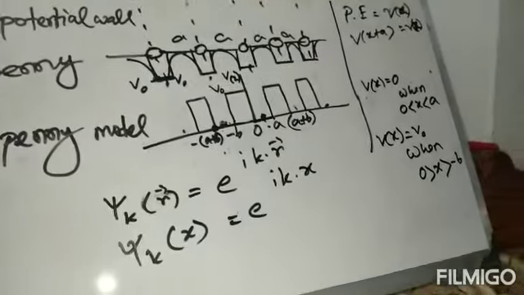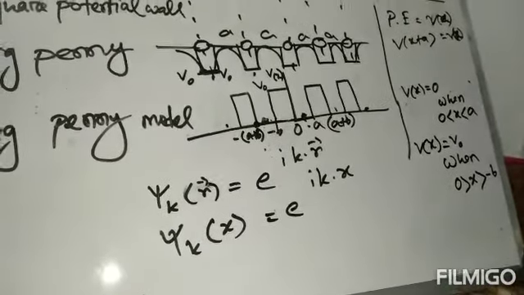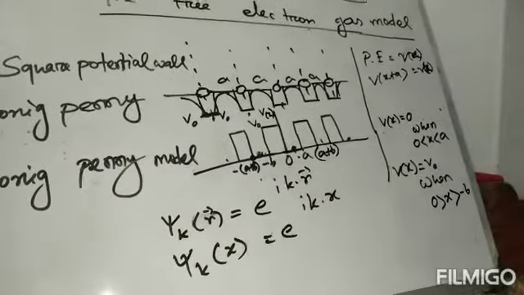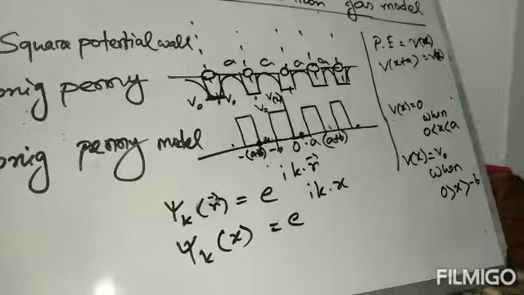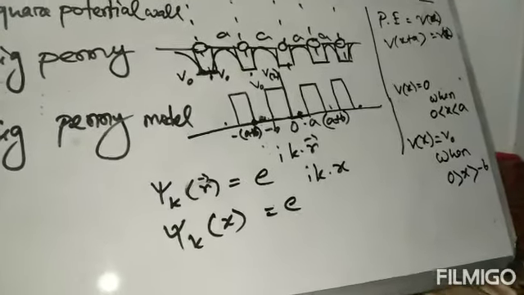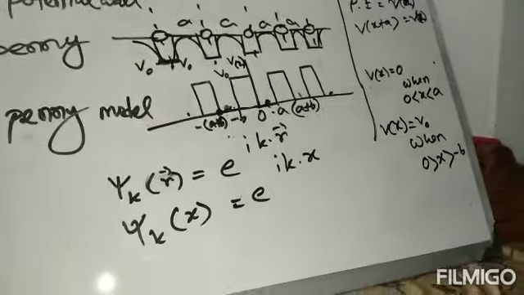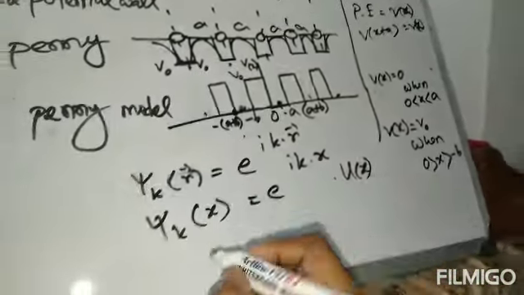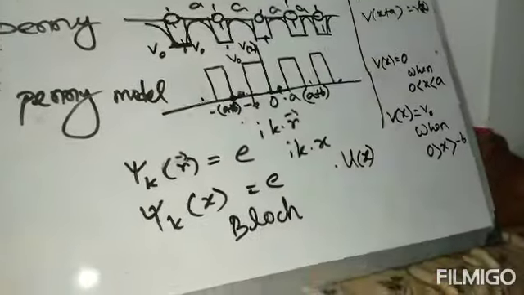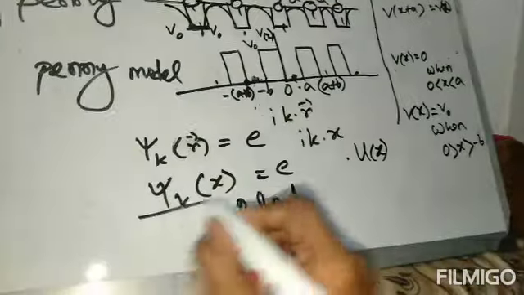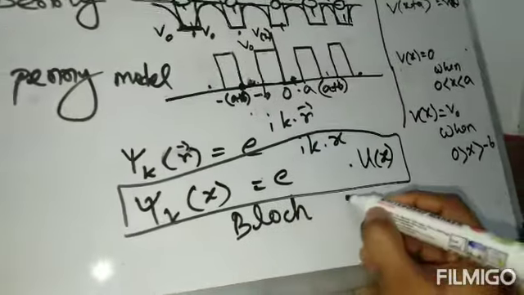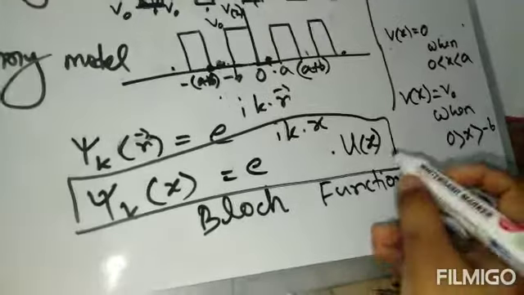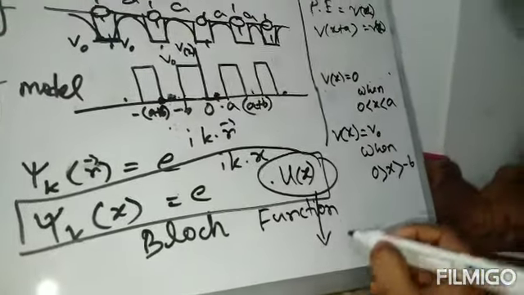But Bloch found that for a periodic potential, it has to be modulated with another function u(x). Bloch found this. So this is known as the Bloch function, and this is known as the Bloch potential.